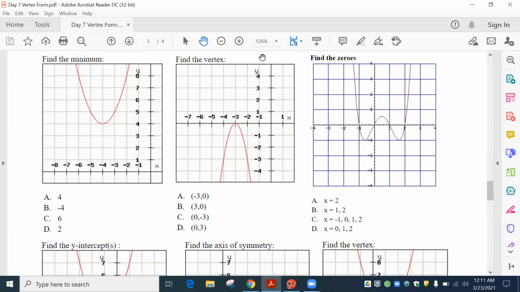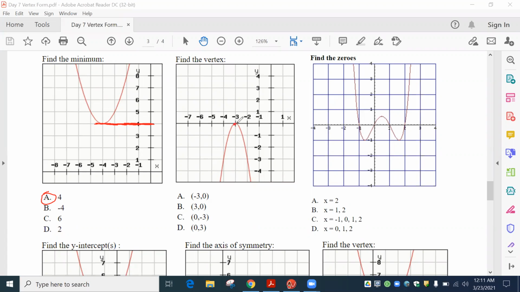Okay, minimum. So minimum, once again, is how short this is or how deep it goes, or I don't know how you measure, but anytime we measure height, we're measuring anything, we measure to the y-axis. So how short is this? It's 4. Okay, 4 feet. So A. So minimum goes to the y-axis.